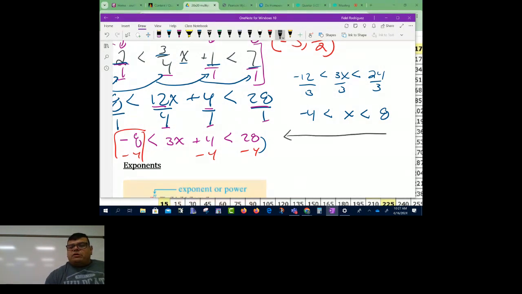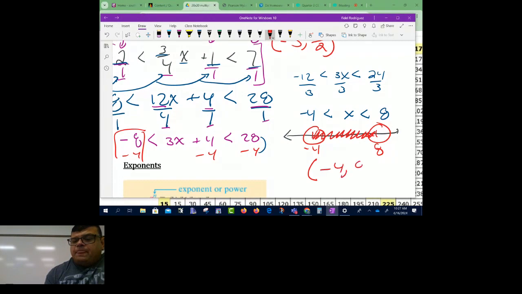All right, so here's my number line. Here's my number negative 4. Here's my number 8. Since I don't have the lines underneath, those circles are staying open. And I'm shading everything in the middle. And again, because those circles are open, I'm using my round parentheses, right? And there you go.